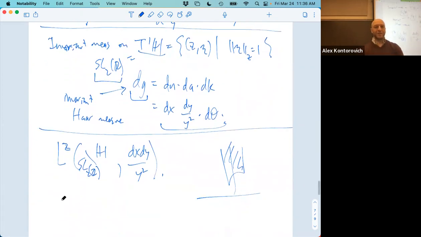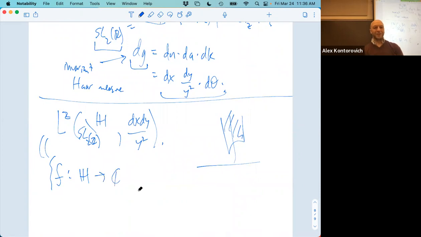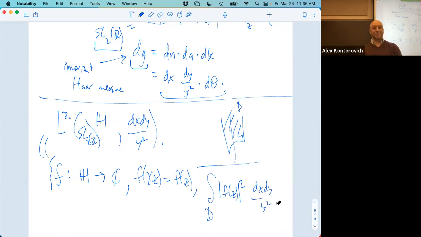So what does this mean? This is functions, or equivalence classes of functions, from the upper half plane to the complex numbers, which are invariant under SL2Z. f of gamma z is equal to f of z. And square integrable. So the integral of absolute value of f of z squared over this domain D. I can choose any fundamental domain for this where to integrate, because the measure is invariant, dx dy over y squared. Infinitely many choices for D. But along any of those choices, this integral will be the same.